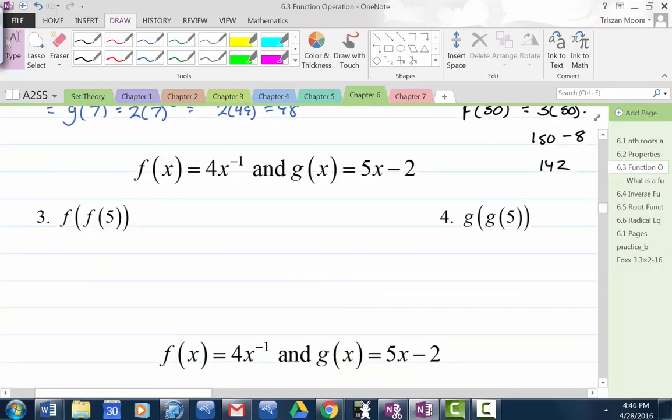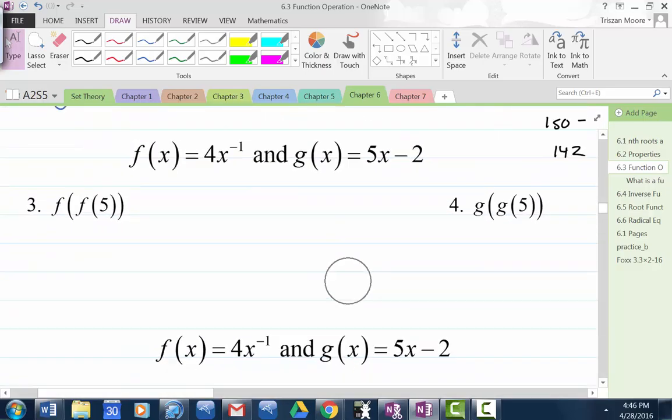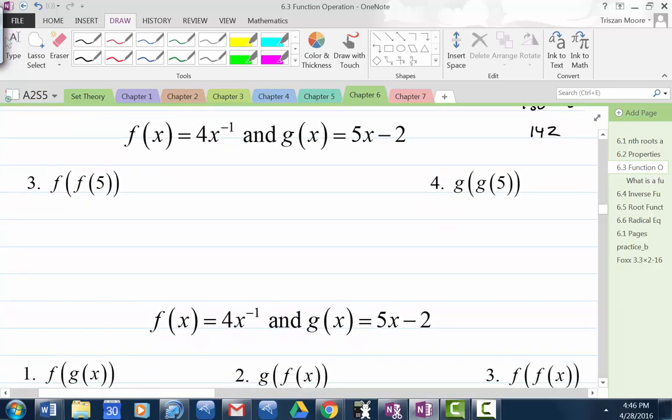So why don't you do these problems right here? Pause the movie, or pause the video. This ain't no movie. Pause the video, and why don't you find out what f of 5 is? And press play after you're finished, and see if we ended up with the same exact thing. So go ahead, pause the movie.